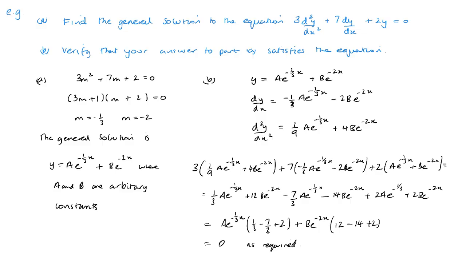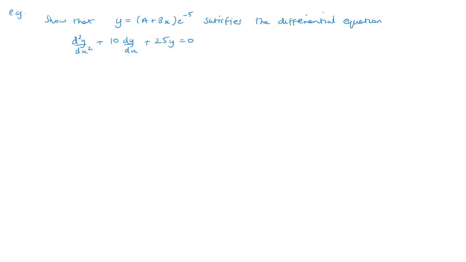Okay, now let's have a look at another couple of examples. So this one, show that y equals a plus bx times e to the minus 5x. Sorry, I missed the x. So it satisfies the differential equation d2y by dx squared plus 10 dy by dx plus 25y. So this is like part B that we just looked at.